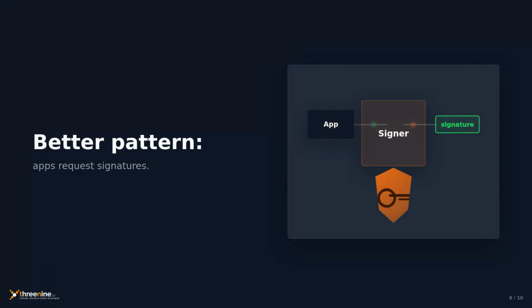The better pattern is to keep the private key inside a controlled place. Instead of giving the key to every app, the app asks a signer to approve an action. The signer checks the request, you approve it or reject it. The app receives a valid signature, but it never receives a private key itself.